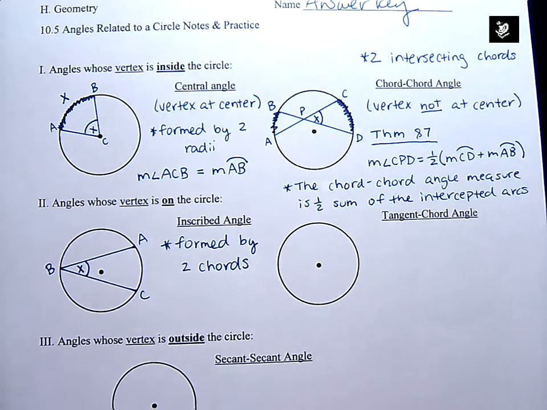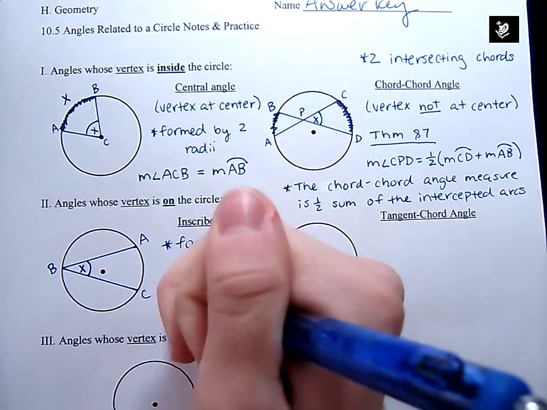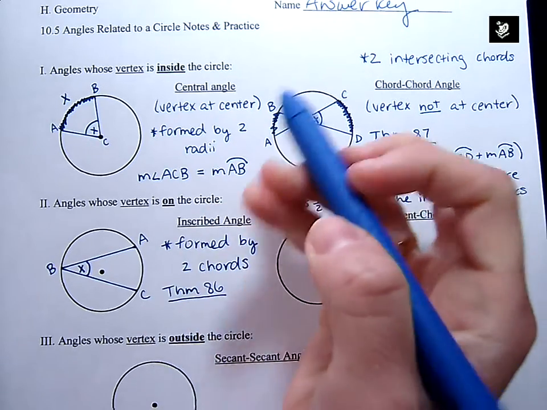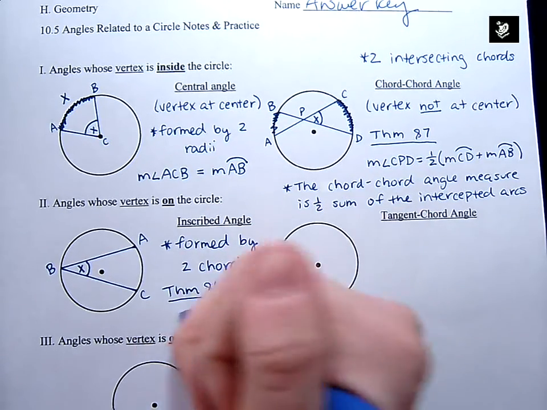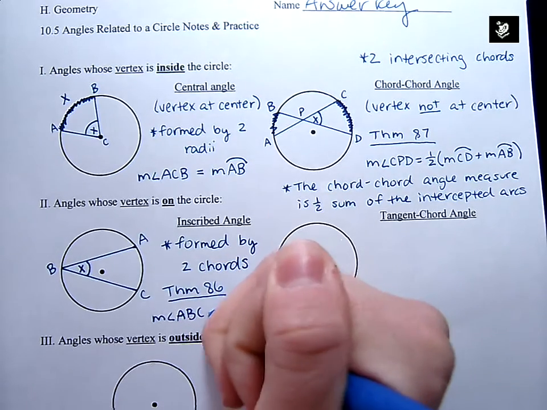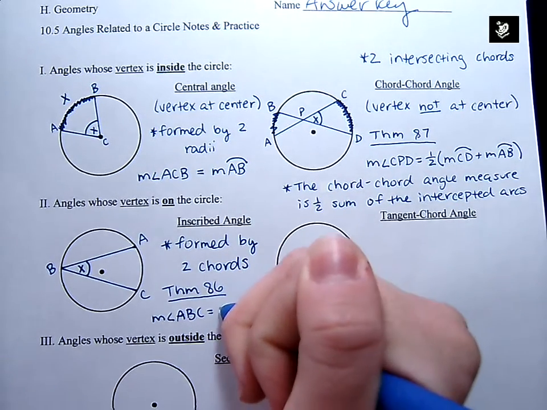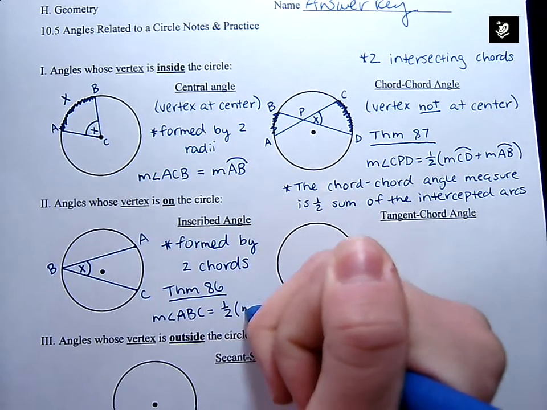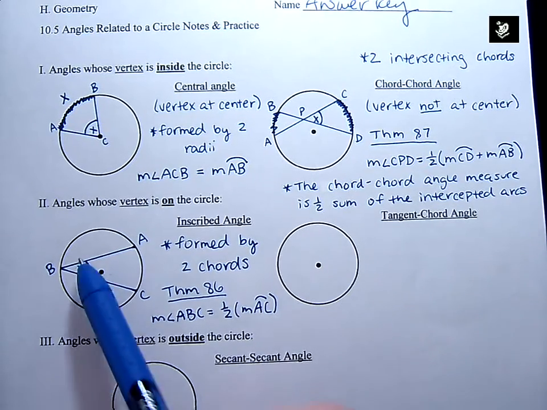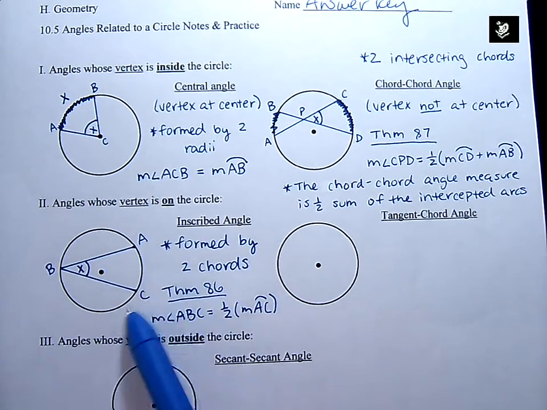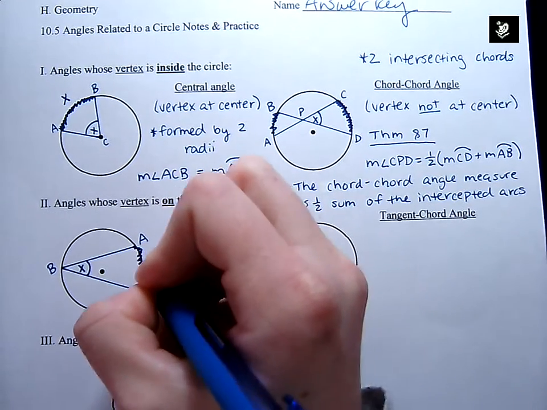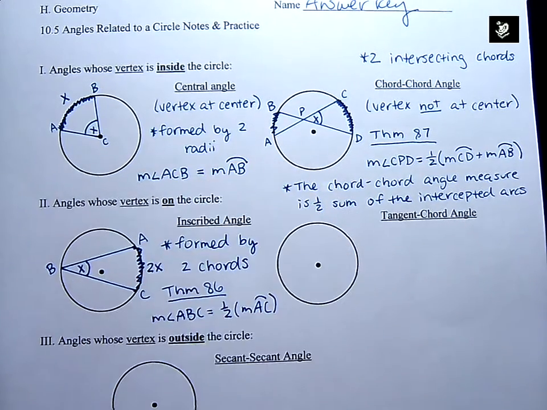So we know this already, but now as a theorem, Theorem 86 in our textbook, we know that the measure of an inscribed angle, in this case angle ABC, is equal to half the measure of its intercepted arc, in this case AC. Another way you could think about it, if this is X, we know that AC is double that. So you could think about it as half or double, depending on which way you're going.